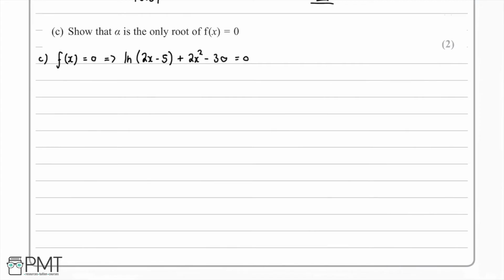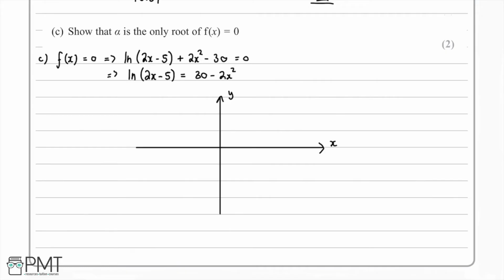So what we can now do is rearrange this so we have each x term on either side of the equality. This leaves us with ln of 2x minus 5 is going to be equal to 30 take away 2x squared. So this is now our equation that we want to work with. We know that these two terms have to be equal. So what we can do is sketch the graphs of these two equations and then look and see how many points of intersection there are.